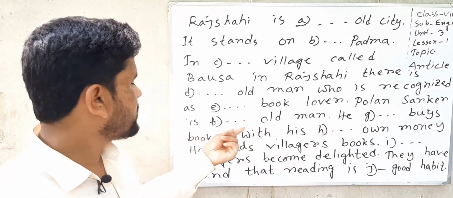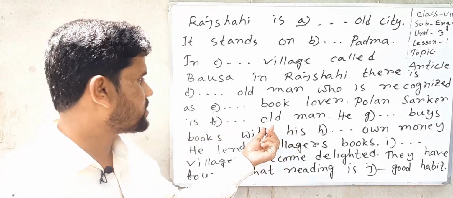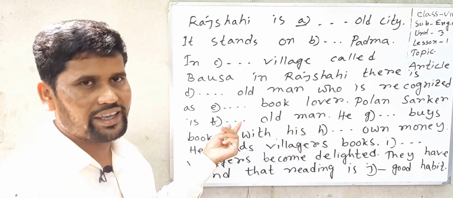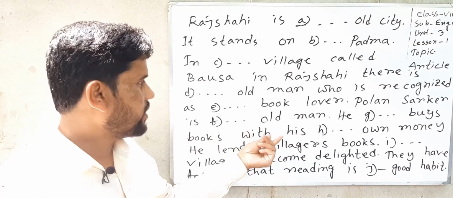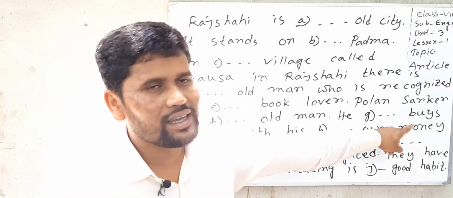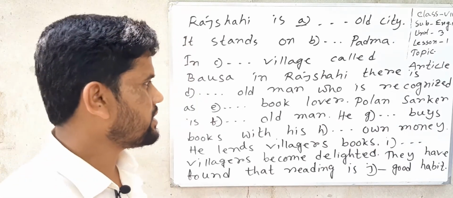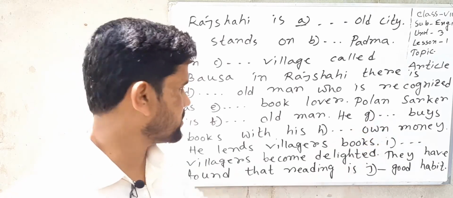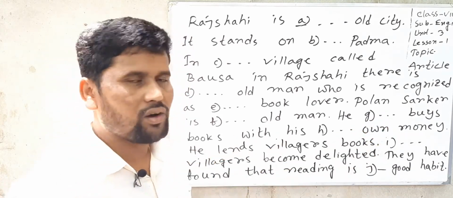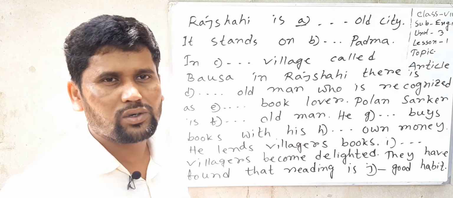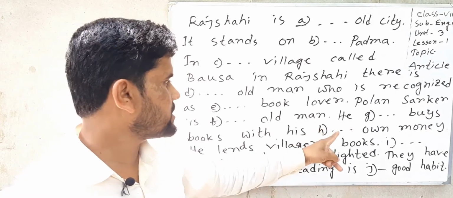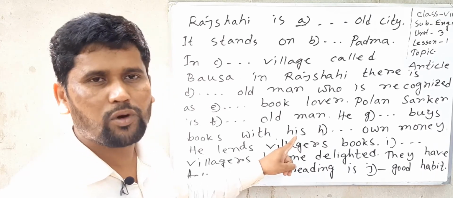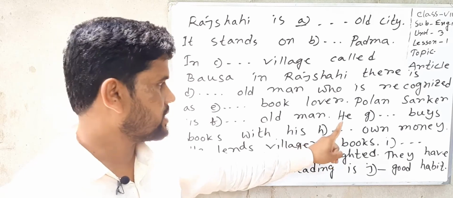Polan Sarkar is an old man. Here also the word starts with a vowel and also follows a common noun. So I can use an, as the word starts with a vowel. He buys. Buys is a verb. I already mentioned to you that we can't use article before verbs. So here we can use cross. Books with his. I already mentioned to you that we don't use article after possessive form: my, our, his, her, their, your. So his is a possessive form. So we can't use article here, cross.